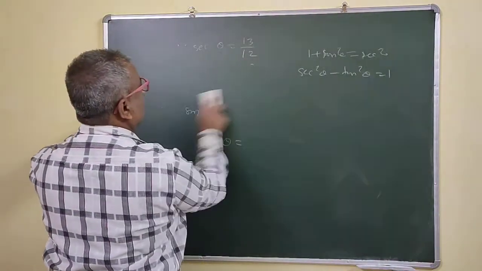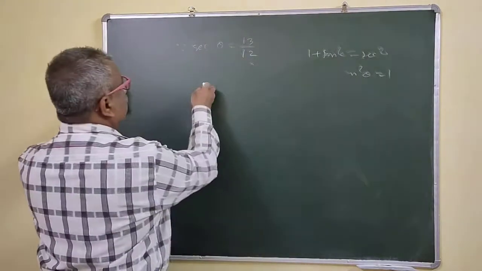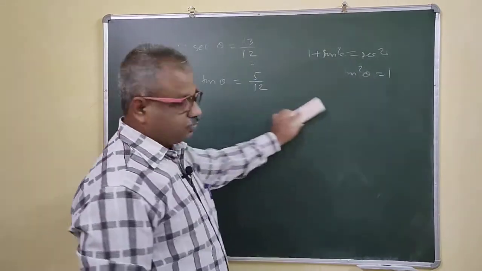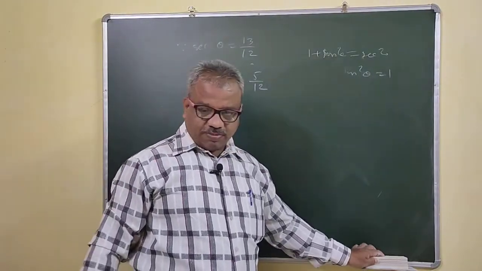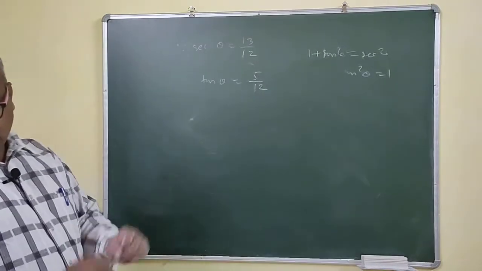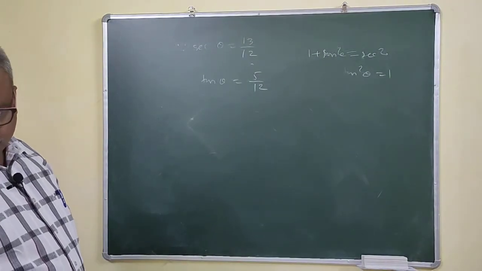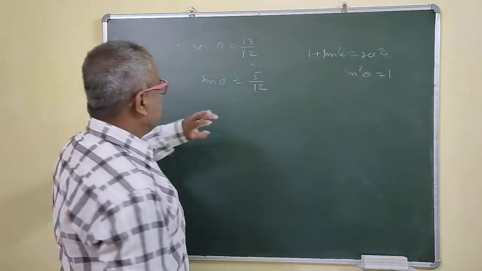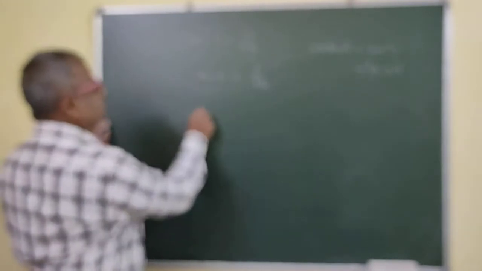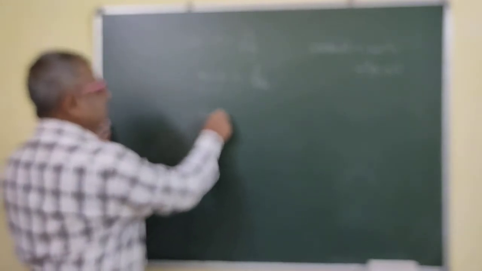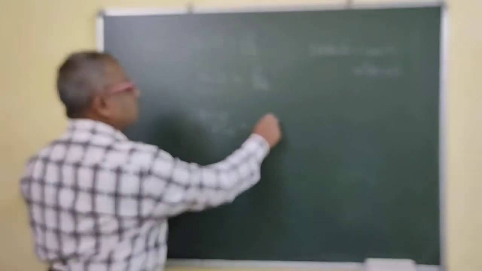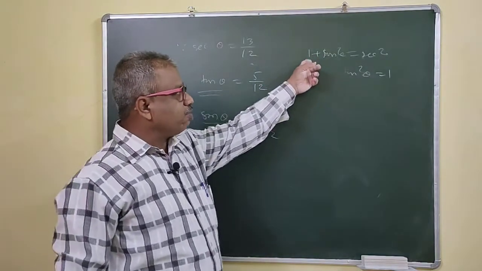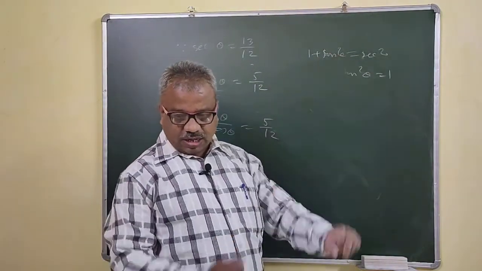So sec theta is 13 by 12, and your tan theta will be 5 by 12 now. Just change the sign only, just interchange this one. So tan theta is equal to this, no problem. Tan theta means sin theta upon cos theta is equal to 5 by 12. So take care of this one. At least you have to write this: first write the fundamental identity, then do that.